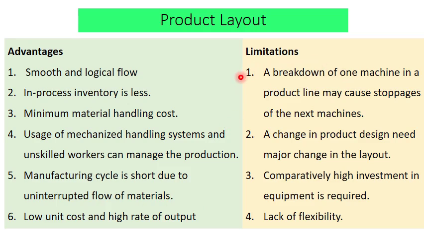On the limitation side, a breakdown of one machine in the product line may cause stoppage of the next machine because they are put in sequence, in a sequential manner. A breakdown of the first machine may affect the work of the second machine because the second machine gets its input from the first machine. Once the first machine cannot work, the subsequent machines will be idle.